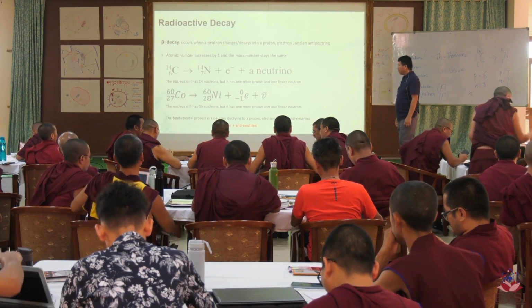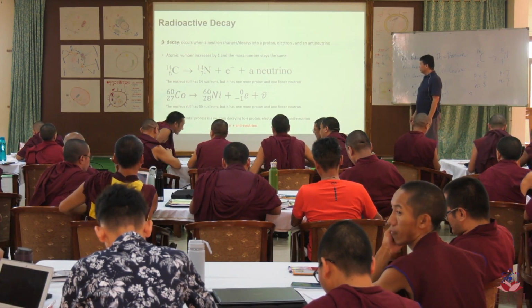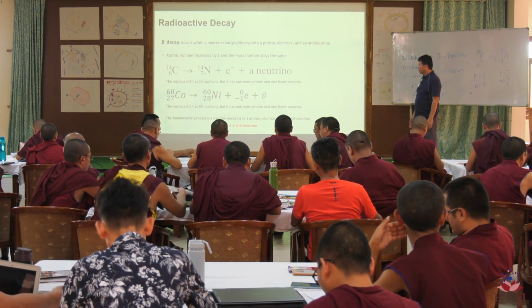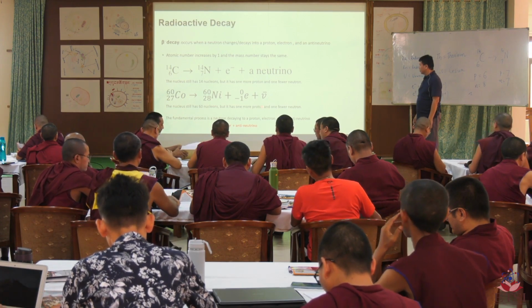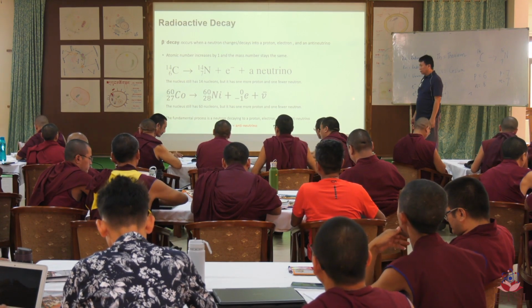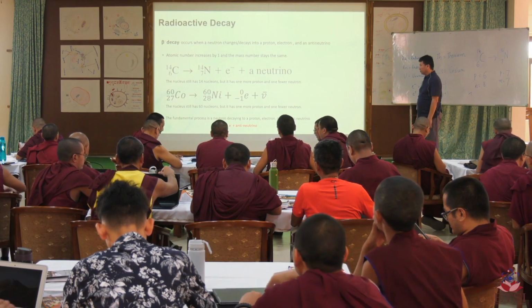Okay, so now we have seen what beta negative decay is. A neutron changes to a proton and an electron is emitted.